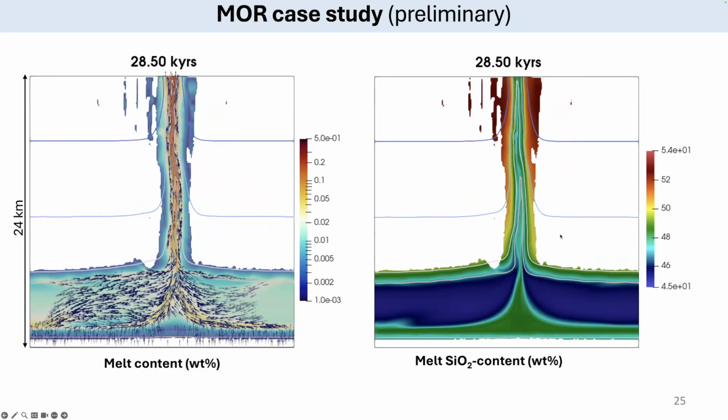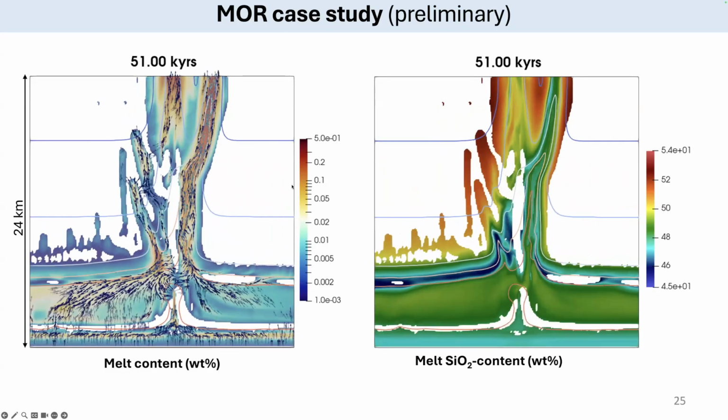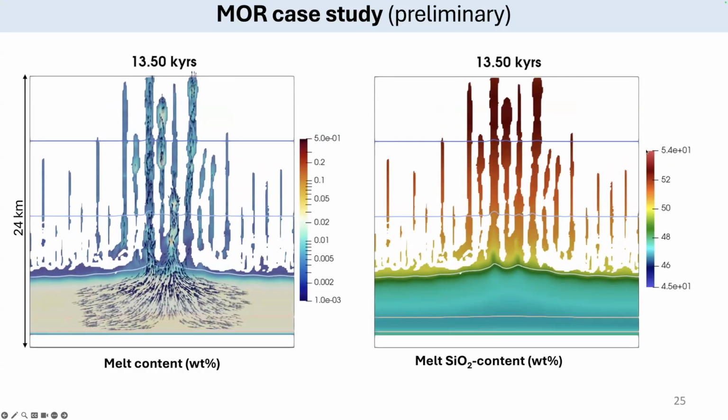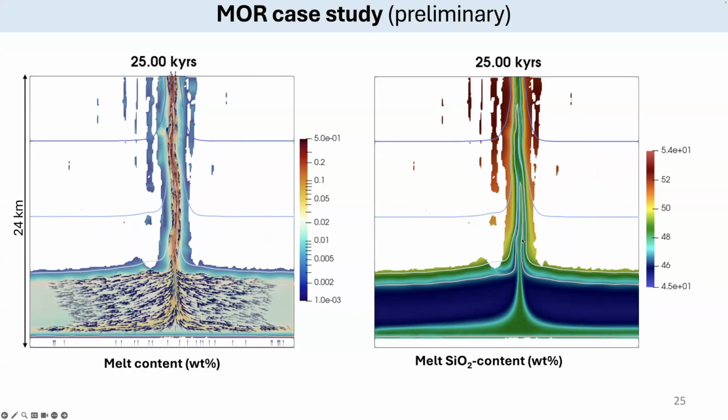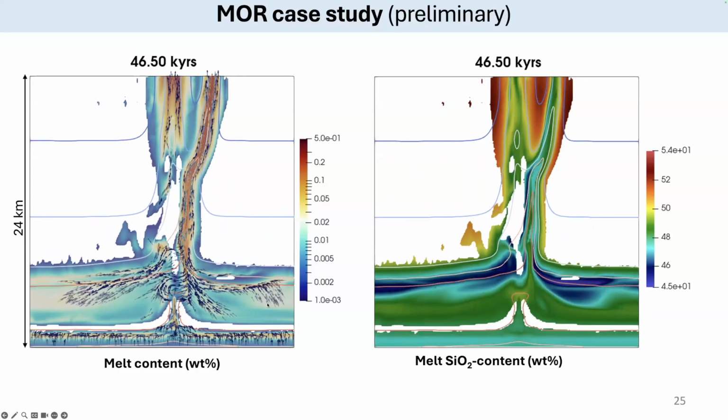On the right, you can see the evolution of the silica content of the melt, which shows exactly the same patterns. And you can see that at the beginning of the model, when the temperature is low, we have the highest silica content of the melt, which is expected. And as the temperature rises, the silica content of the melt decreases.